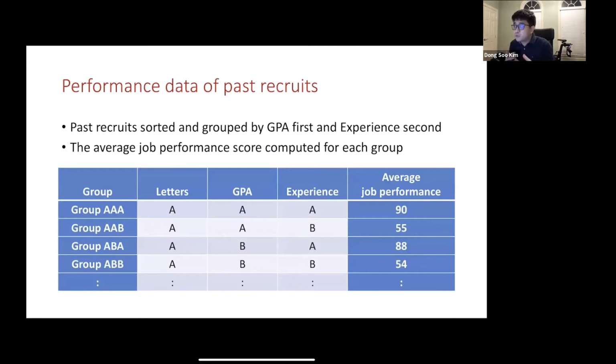Past recruits were sorted and grouped by GPA score first, experience score second, and the average job performance score was computed for each group. For example, group AAA indicates a group of past recruits who received the grade of A on all factors, and the average job performance score of the recruits in this group is 90.